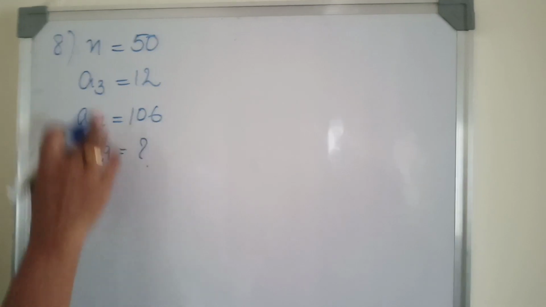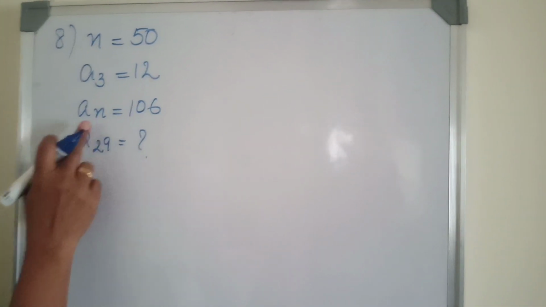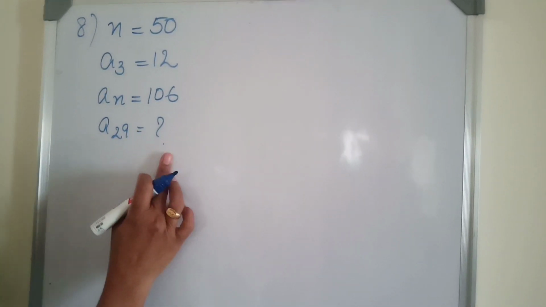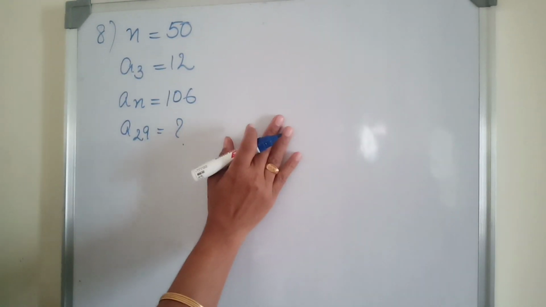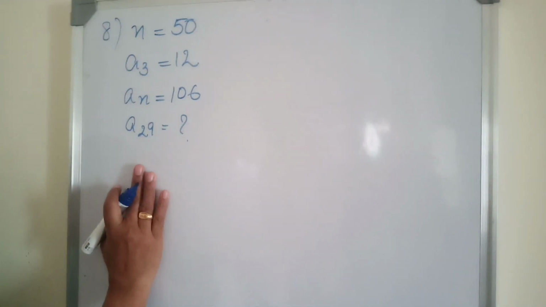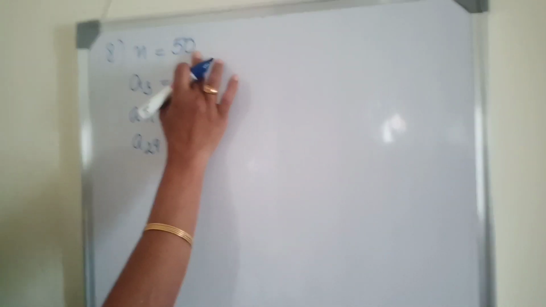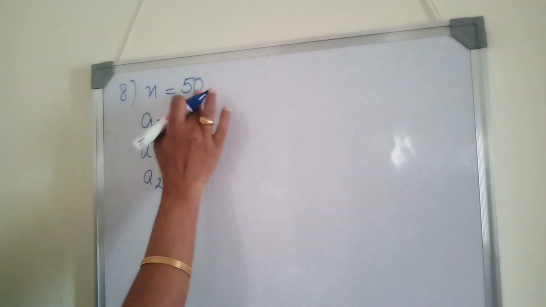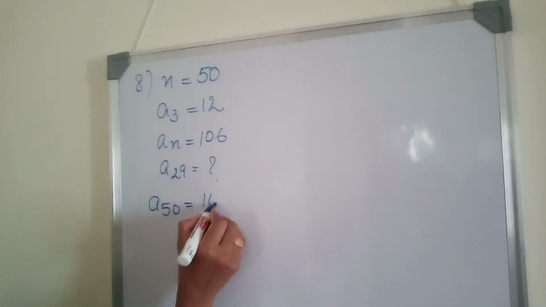So here number of terms are 50. Third term is 12. The last term is 106. We have to find out the 29th term. So here AP is not given. We don't know what is the value of D. So we have to find out first common difference D. Here number of terms are 50 and the last term is 106. Instead of n we can write 50. That is A50 is equal to 106.